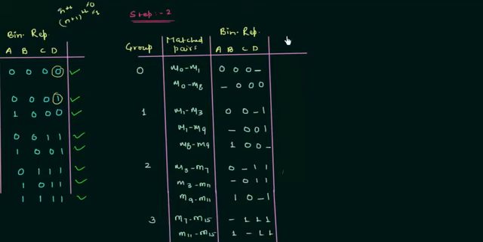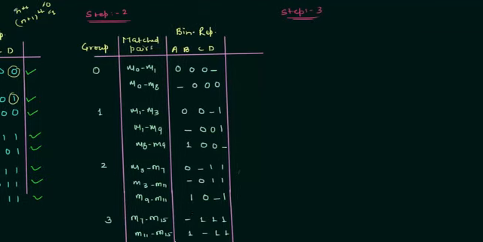So in step number 3, we are going to do the same thing that we have done in step number 2. We will make the table, and we will find out the matched pairs. So let's make the table quickly.